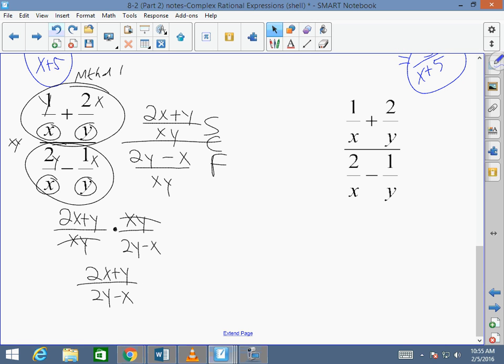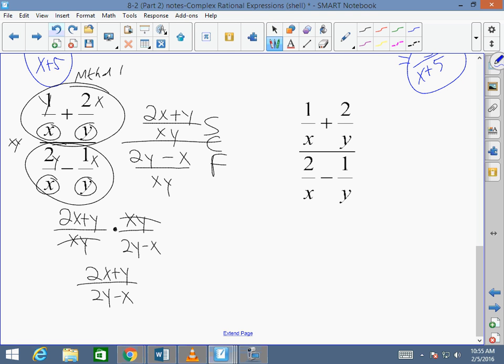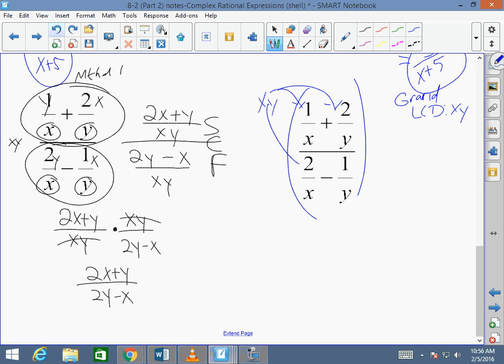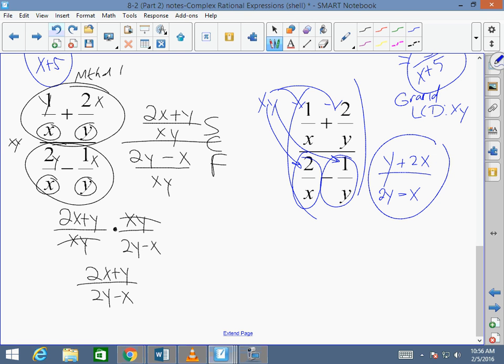And last but not least, what's my grand LCD? See, things like this, for sure, I think method 2 destroys it. So it's xy. Good job, guys. So you're literally going to multiply xy to every single term. So what's xy times 1 over x? What's xy times 2 over y? What's xy times 2 over x? What's xy times 1 over y? Done.